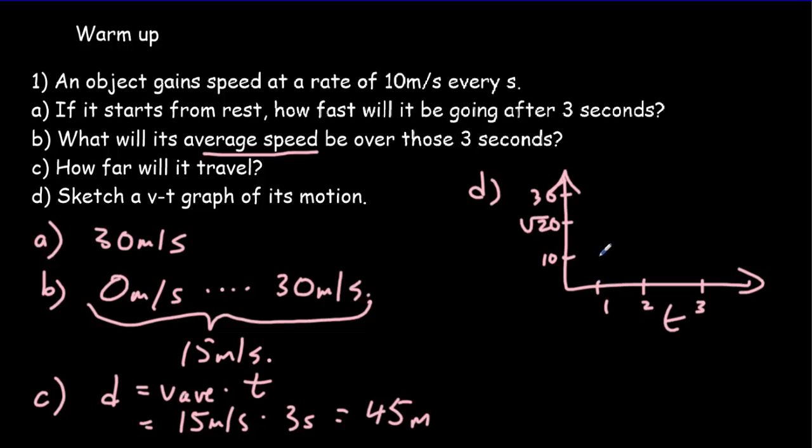Well, after 1 second, it'll be going 10, after 2 seconds, 20, after 3 seconds, 30, and it's going to increase its speed at a linear rate. So you're going to get a straight line with a slope equal to 10 meters per second every second.